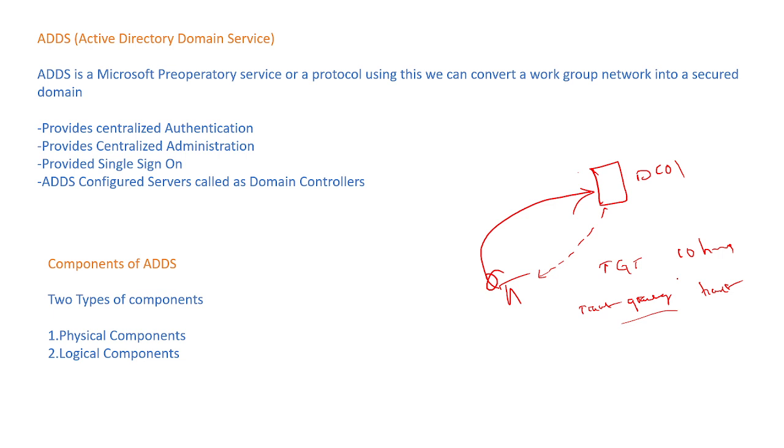Okay, next one, I'm talking about the domain controller. Any server with Active Directory installed will never be called just a server; it will be called a domain controller, or DC. DC means domain controller. So an Active Directory configured server is called a domain controller. This is the basics of Active Directory.